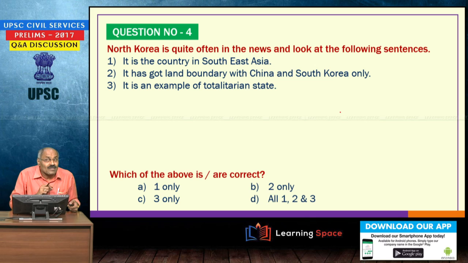North Korea is quite often in the news, and look at the following sentences. In geography, one question is expected from North Korea.